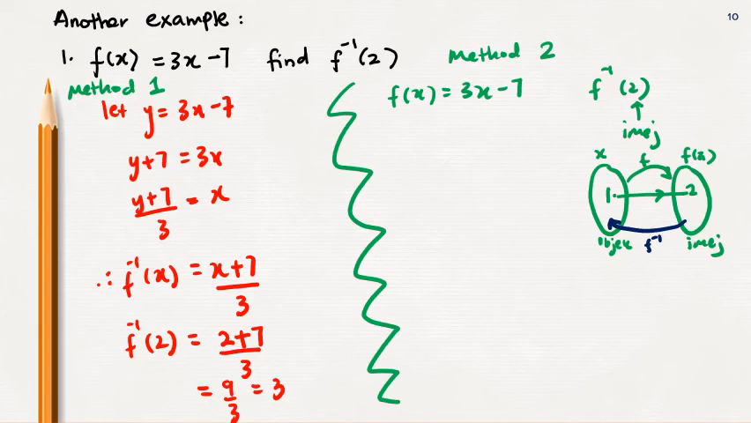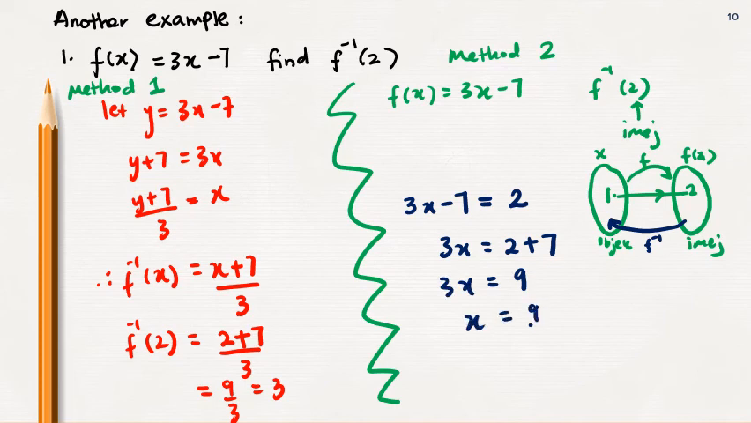So teacher akan tulis method yang kedua ni, terus saja teacher tulis 3x minus 7 is actually equal kepada image dia iaitu 2. So kita letak 3x is equal to 2 plus 7. So 9, right? Okay, 3x. So x is 9 divided by 3. So we get 3. Yang mana senang? Rasa method tu senang. Betul tak?